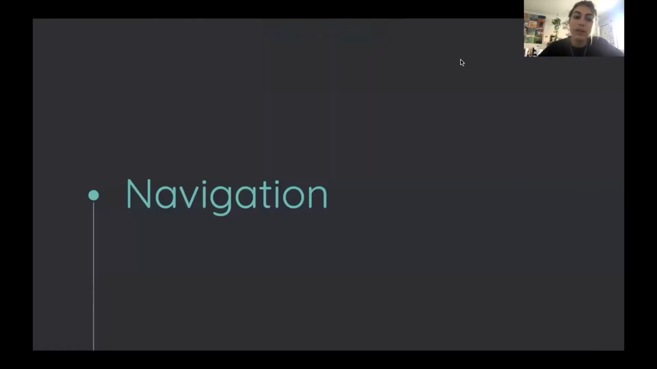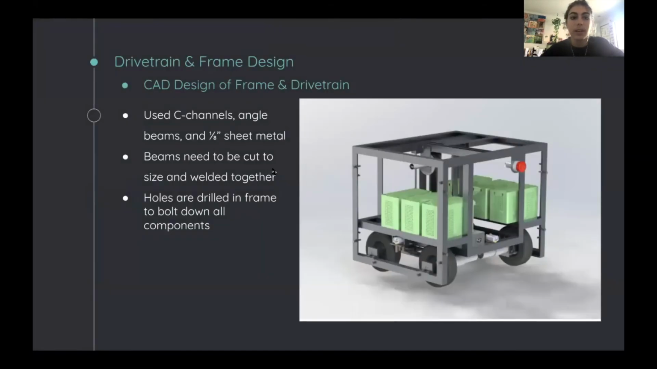So to begin with our design and engineering work, we're going to first talk about our navigation block. Our navigation block consists of the frame and drivetrain of the robot, as well as the path planning and path following algorithms that allow it to move across its space. So here you can see a screen capture of the drivetrain design. You can see the internal components that are within the yellow casing around our robot.